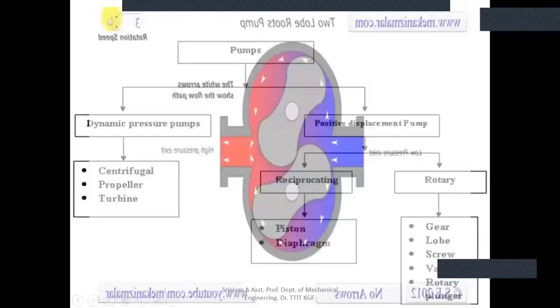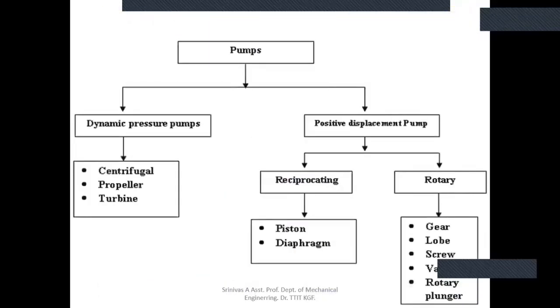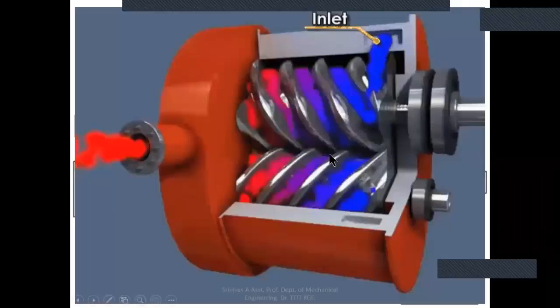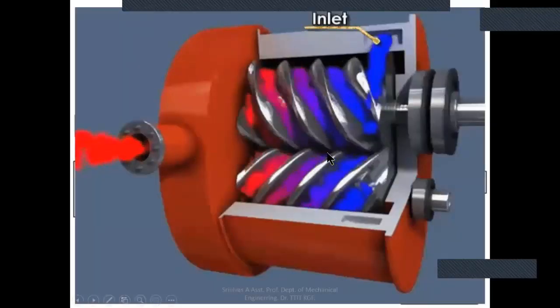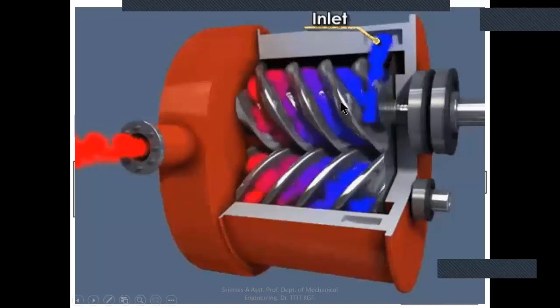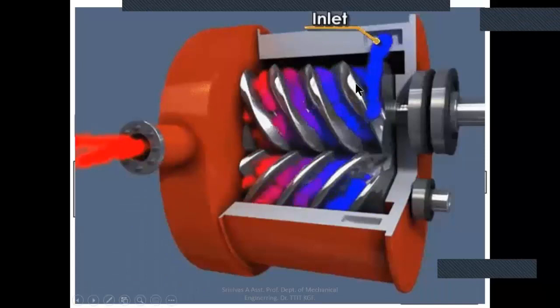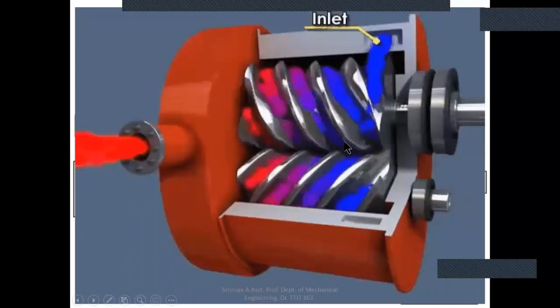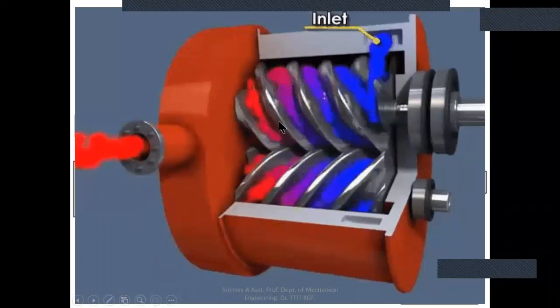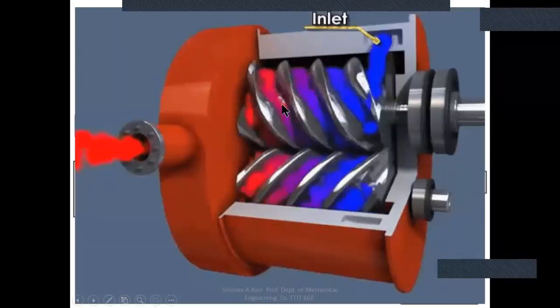And next one is screw type. So we know how a screw looks. They will use a screw set like this, or one screw also they can use. Whatever the gap in the screw is, water will be trapped there while moving. All the water will be trapped and it will keep on moving in this gap between the teeth of the two screws.